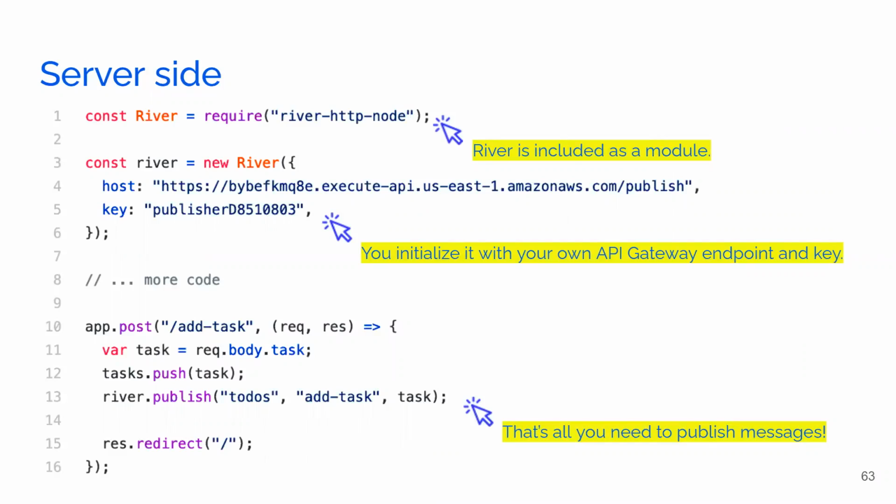This is an example Express app on the server side. So you can simply include the River library as a module. You initialize it with your own API gateway endpoint and a key. Whenever you want to publish a message, you simply need to add one line of code. In this case, every time a POST request is received for the add task path, that event will be published.